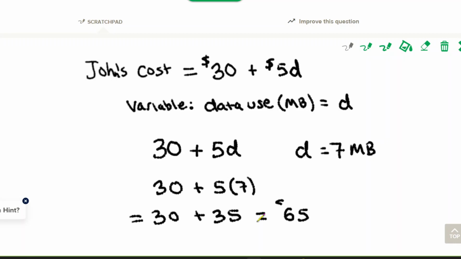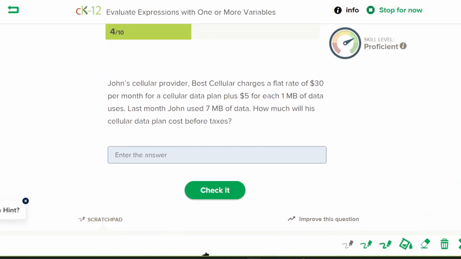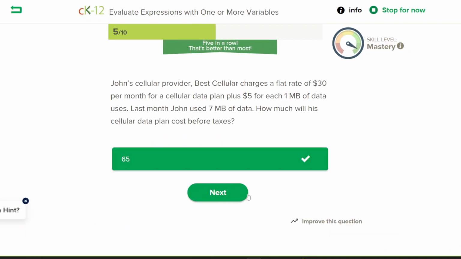That's a total of $65. In a lot of word problems you'll have units involved, and you should be putting your units. Most numbers in a word problem will have units attached to them. So here 65 should have dollars associated with it. But that's it: $65 for John's cellular plan last month. So I'm going to enter 65 without the dollar sign and see what happens. Okay, they'll take it without the units, it looks like.